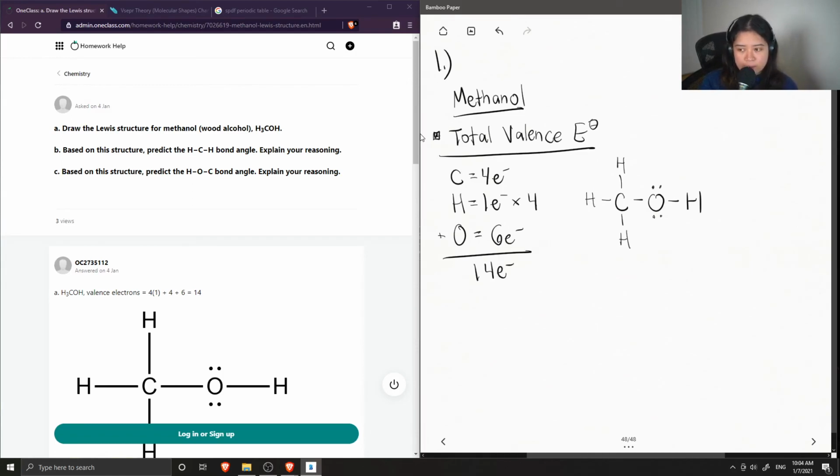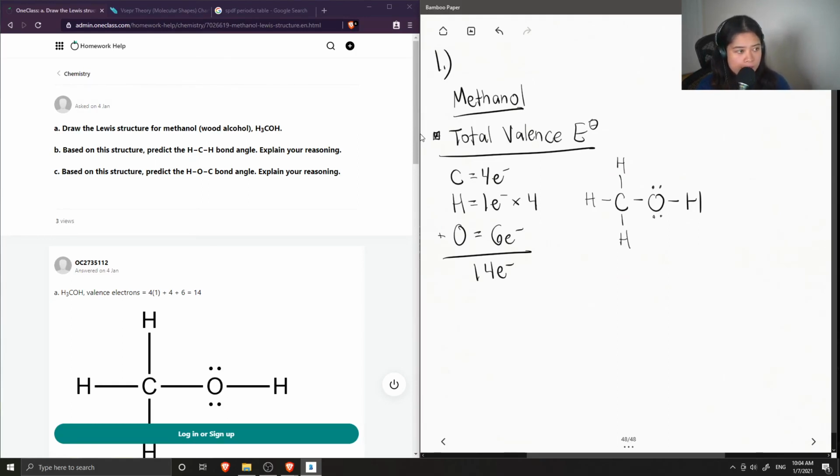So if we count out all of the total valence electrons that I've drawn so far, if we recall that each bond contains 2 bonding electrons, we have 1, 2, 3, 4, 5, 6, 7, 8, 9, 10 plus the 4, so we have 14 electrons.